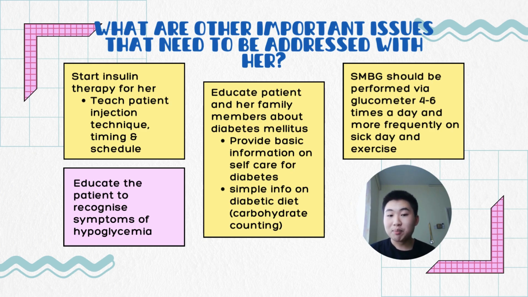Next, we should educate the patient to recognize symptoms of hypoglycemia, and we should educate the patient and her family members about diabetes mellitus by providing them basic information on self-care for diabetes, as well as simple information on diabetic diet, such as carbohydrate counting. Self-monitoring of blood glucose should also be performed via glucometer, ideally 4 to 6 times a day, and more frequently on sick days and on exercise.